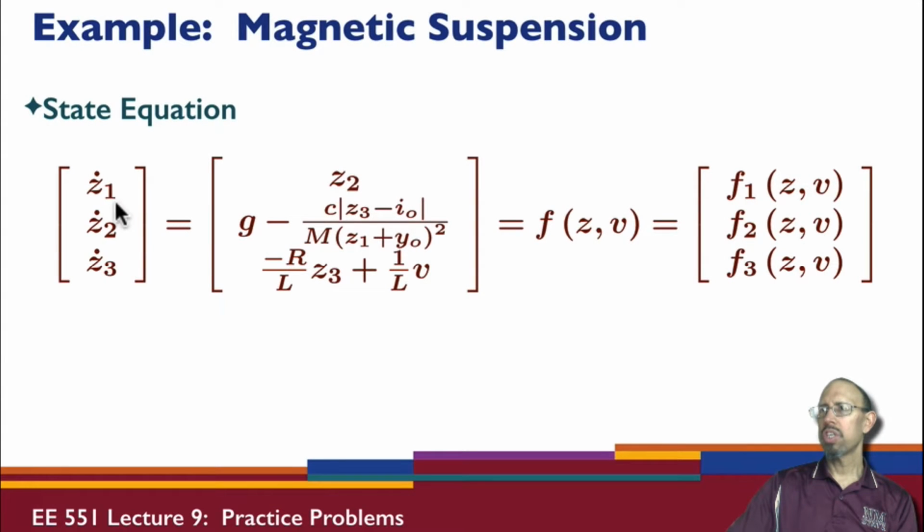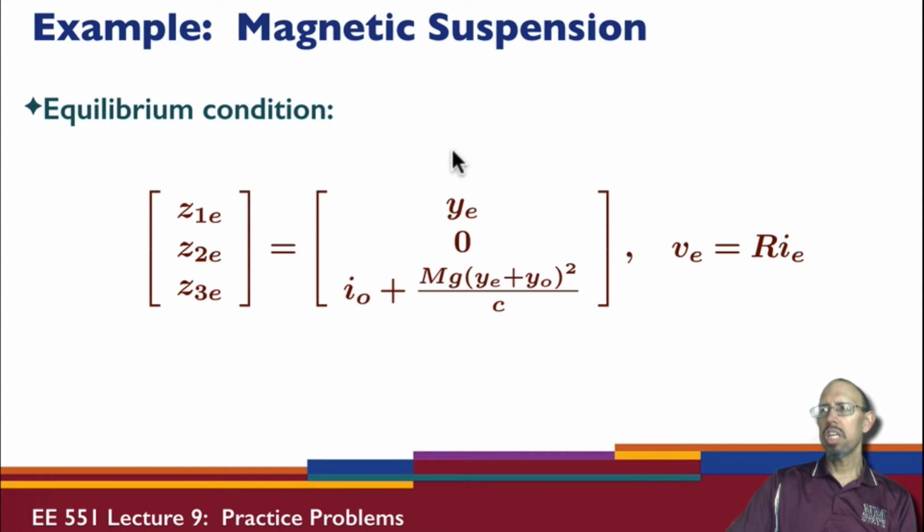So here's our state equation. Z1, Z2, Z3 dot is given by this vector, which is a function of Z and V. Remember, Z has Z1, Z2, and Z3 in it. And so we have function 1, function 2, and function 3, all functions of Z and V. In this case, our V is a single input, so it's just a scalar. So that's our system. That's our state equation.